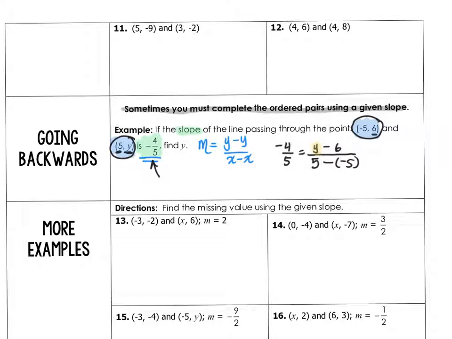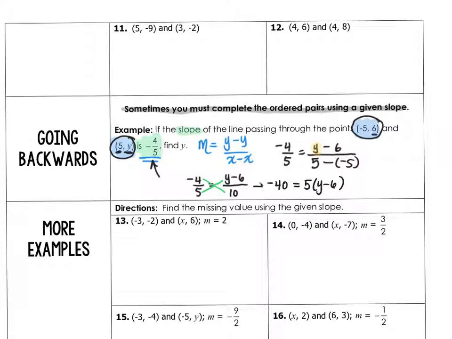So let's start fixing this up. Negative 4/5 is equal to y minus 6 over 5 plus 5, which is 10. This looks like a proportion, and I can solve this proportion by setting the cross products equal to each other. See how everything comes back? So negative 4 times 10, which is negative 40, is equal to 5 times y minus 6.